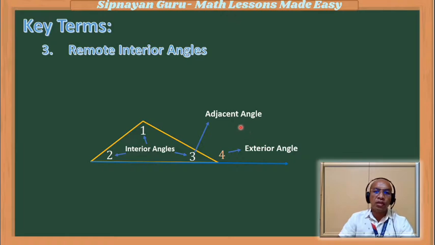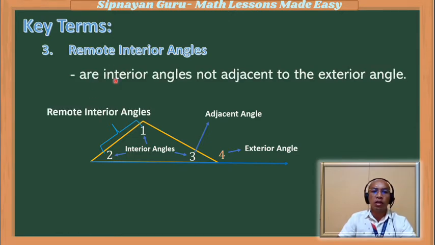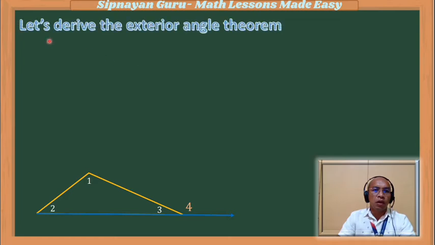We all know that adjacent angles are two angles sharing a common side. So this side is common to these two angles 3 and 4. These two angles, angle 1 and angle 2, are called the remote interior angles. And remote interior angles are angles not adjacent to the exterior angle. Now let's derive the exterior angle theorem.